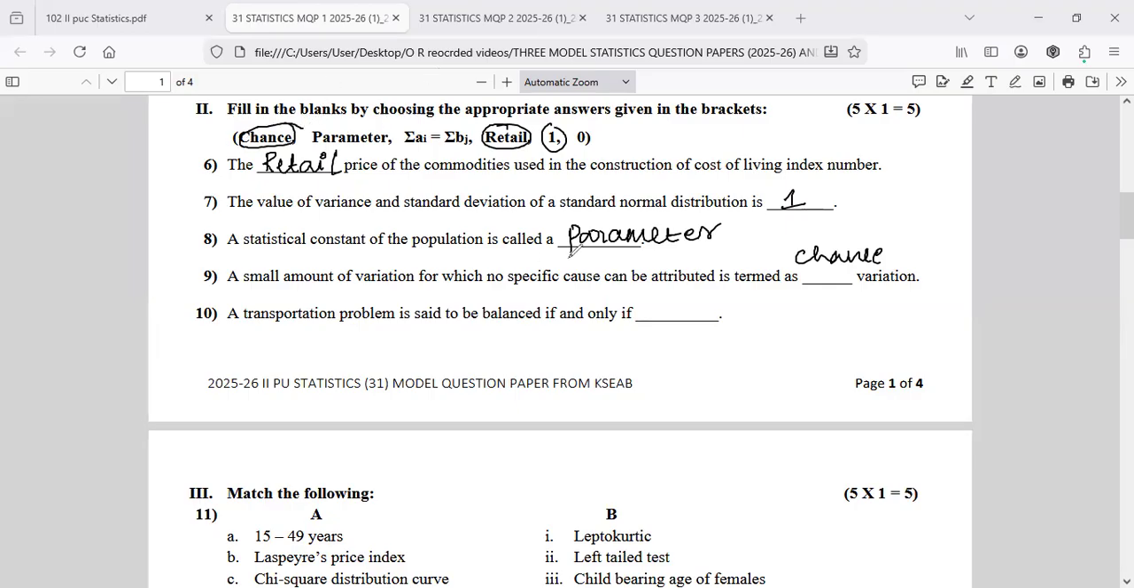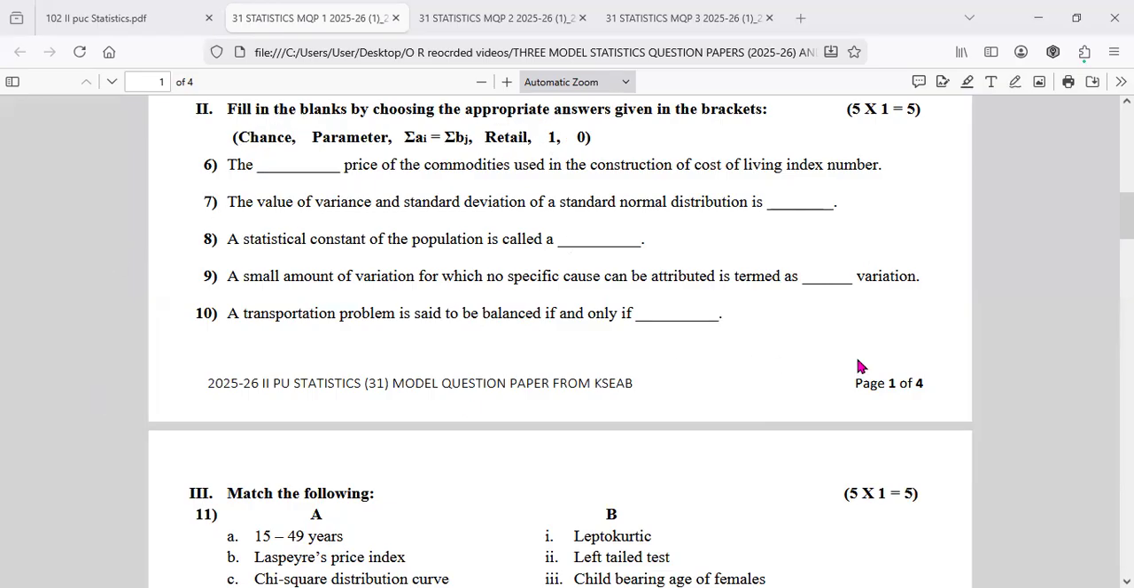A transportation problem is said to be balanced if and only if the summation of ai is equal to the summation of bj. Very simple one. So the answers: first retail price, second parameter, then chance causes, and summation of ai equals summation of bj.